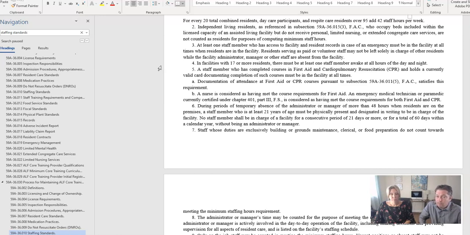During periods of temporary absence of the administrator or manager of more than 48 hours when residents are on the premises, a staff member who is at least 21 years of age must be physically present and designated in writing to be in charge of the facility. No staff member shall be in charge of the facility for a consecutive period of 21 days or more, or a total of 60 days within a calendar year, without being an administrator or manager.